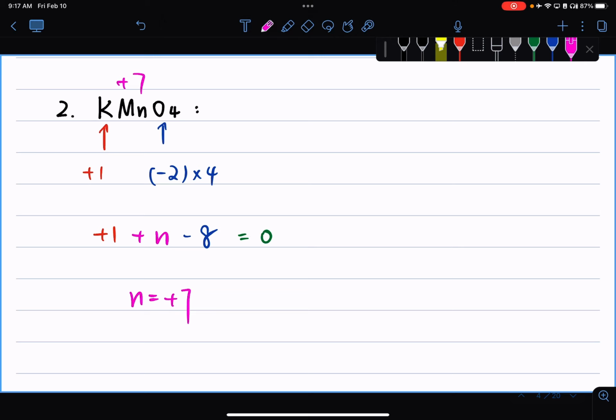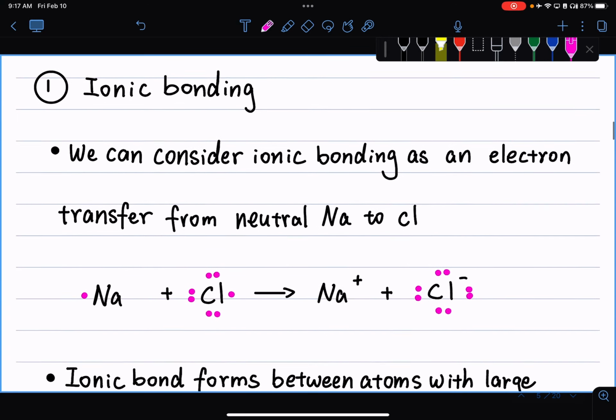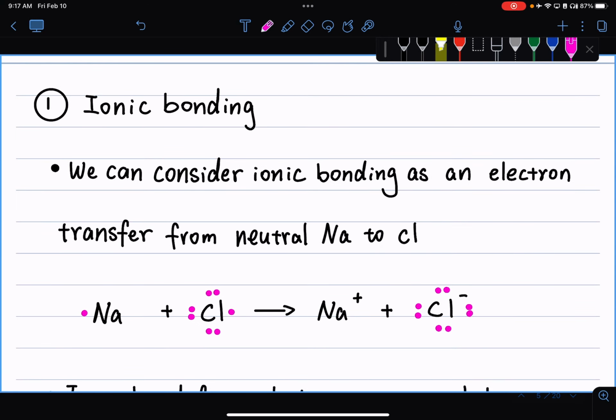All right, so that's for the oxidation number. Now we're moving on to talk about chemical bonds. So again, this is the classical picture of chemical bond. We're still treating electrons as pure particles. It's not technically speaking correct, but it's very useful and gives you some very good chemical insights.